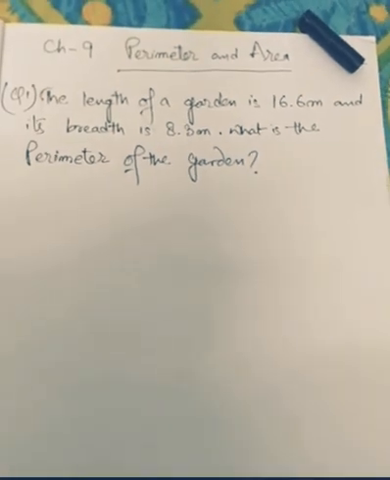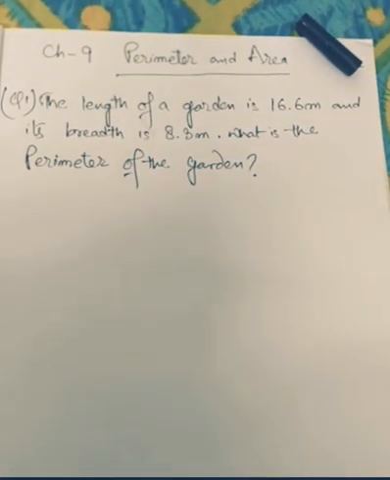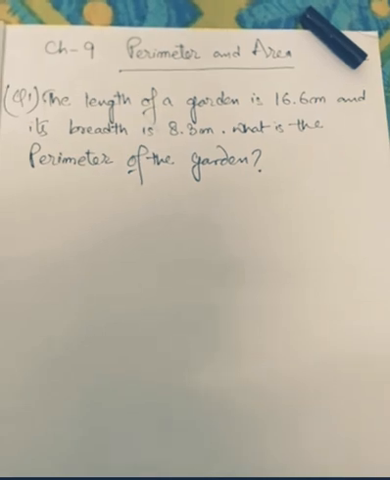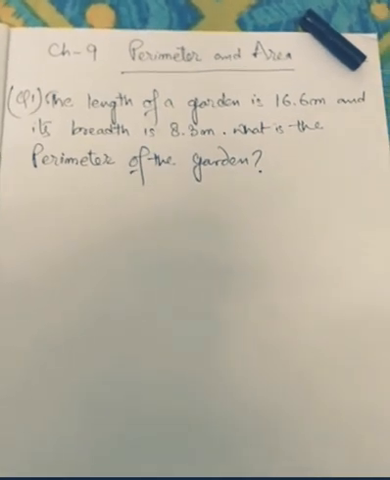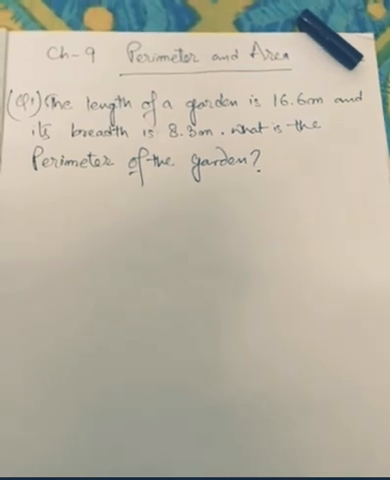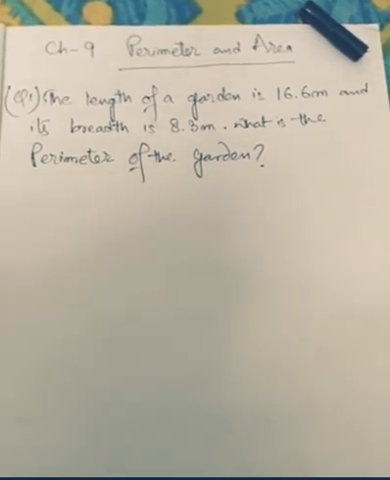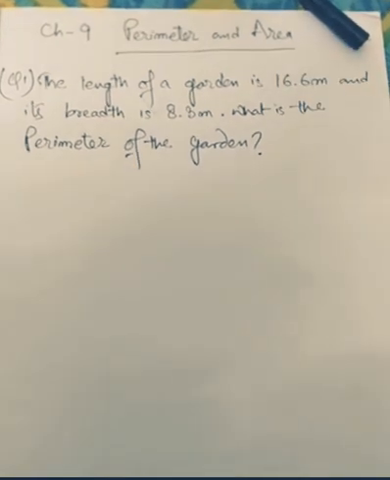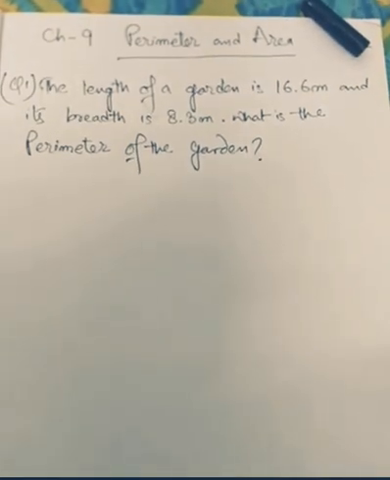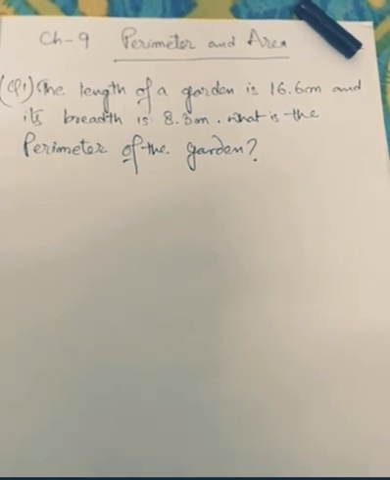Students, today we will continue with the chapter Perimeter and Area. We are going to discuss a few problem sums. Number 1: the length of a garden is 16.6 meter and its breadth is 8.3 meter. So what is the perimeter of the garden?